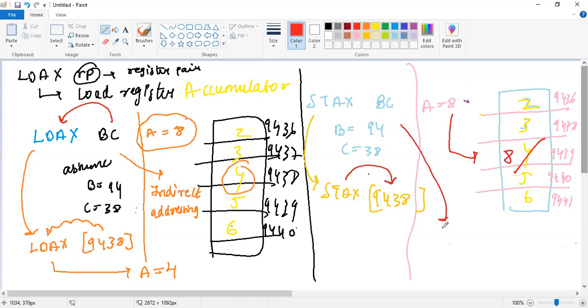And this is also your indirect addressing mode, because we are not directly providing the address. See, the address is present in your register, and through the register they are getting the address. Therefore, this is also indirect addressing mode. If anyone has any doubt in this one, they can ask.